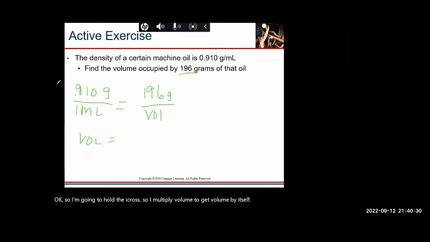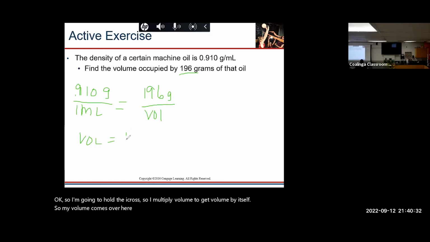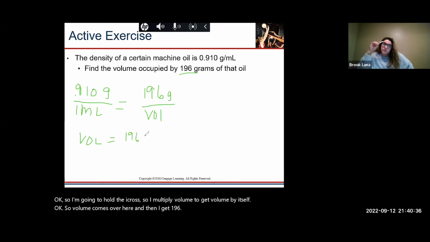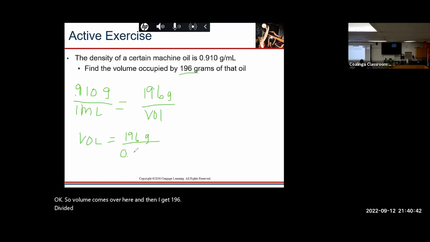Okay, so volume comes over here, and then I get 178.36. Last time I multiplied it wrong. Hold on, let me write it again. Divided by 0.910 grams times 1 milliliter. So then grams are going to cancel out, and I'll be left with just milliliters.